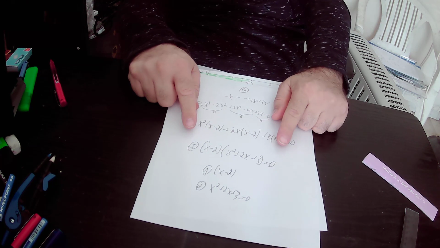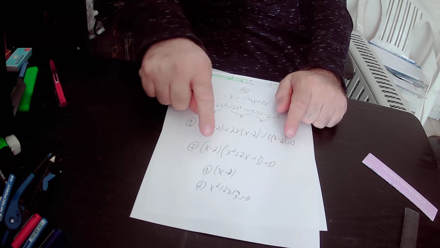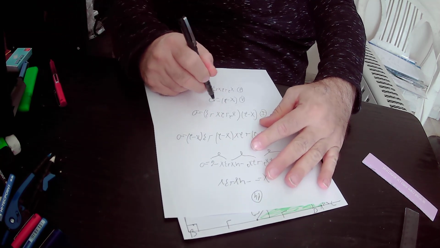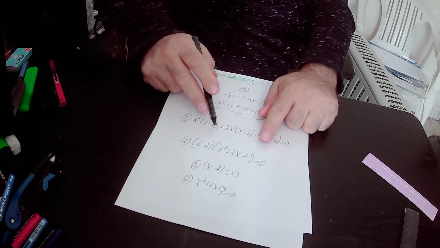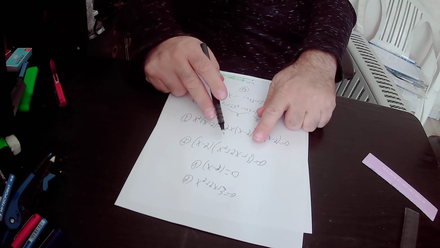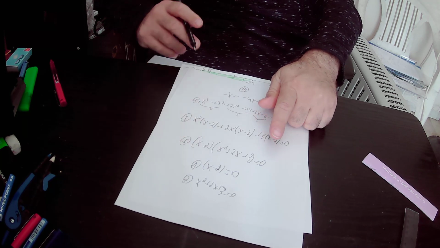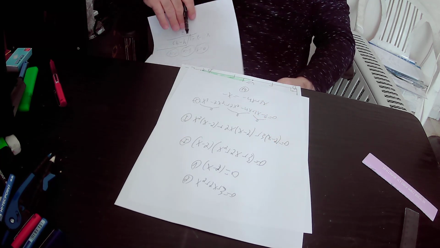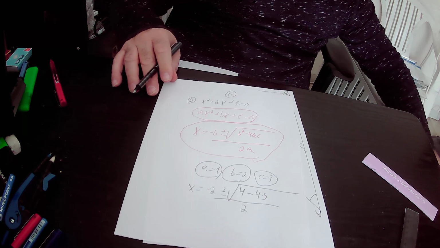So here we have two possible solutions. The first solution is that x minus 2 equals 0. The other possibility is that x squared plus 2x plus 3 equals 0. That is the second solution. So we have the quadratic equation x squared plus 2x plus 3 equals 0.